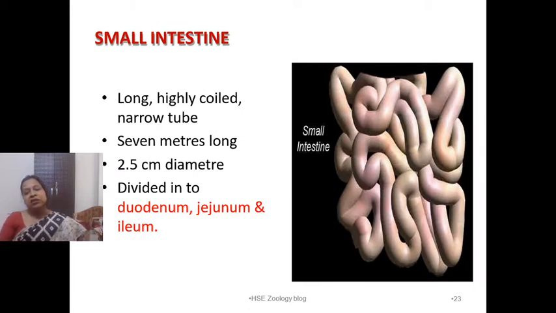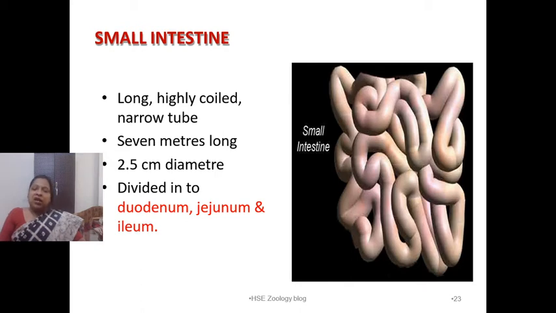Now let us talk about small intestine, right? The small intestine is the longest part of the alimentary canal. Still it is known as small. Why? Because its lumen is narrow as compared to the large intestine. Large intestine के comparison में उसका lumen पतला होता है, इसीलिए उसको small intestine बोलते हैं. It is around 7 meters long and it is highly coiled structure. 7 meters is very long, right?